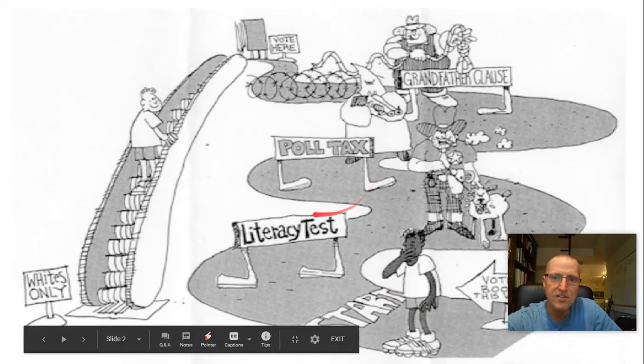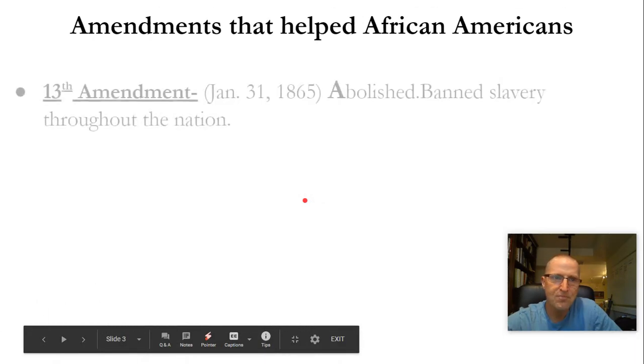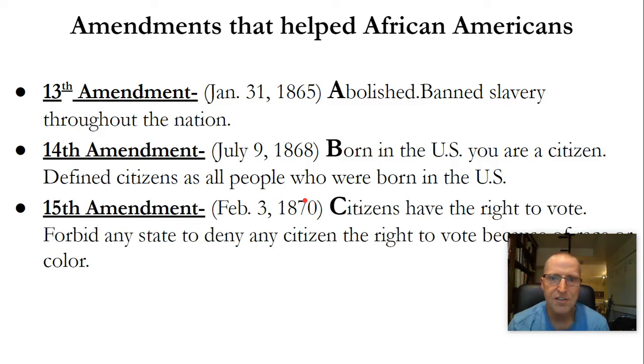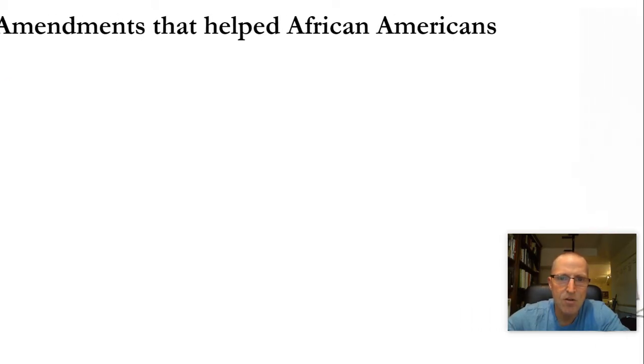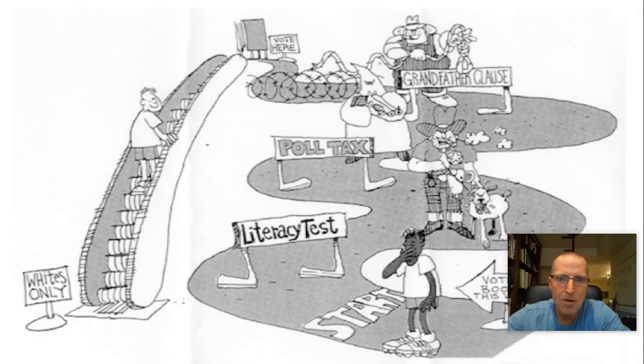The African American does. So we're going to revisit that in a moment. So the 15th Amendment is going to give citizens the right to vote. It's going to forbid any state to deny any citizen the right to vote because of race, color, or creed. Now, when we look here, these are the amendments that we have in place that are to protect African Americans and give them rights.